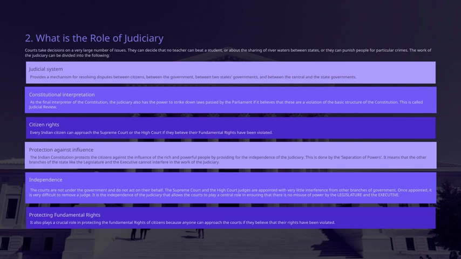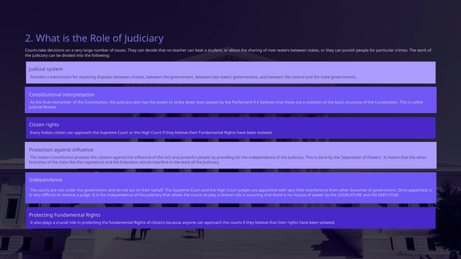The judiciary also acts as a shield against undue influence from the rich and powerful, thanks to the principle of separation of powers. This means that the legislature and the executive cannot interfere in the judiciary's work, allowing courts to function independently and fairly. Speaking of independence, it's important to note that courts are not controlled by the government.